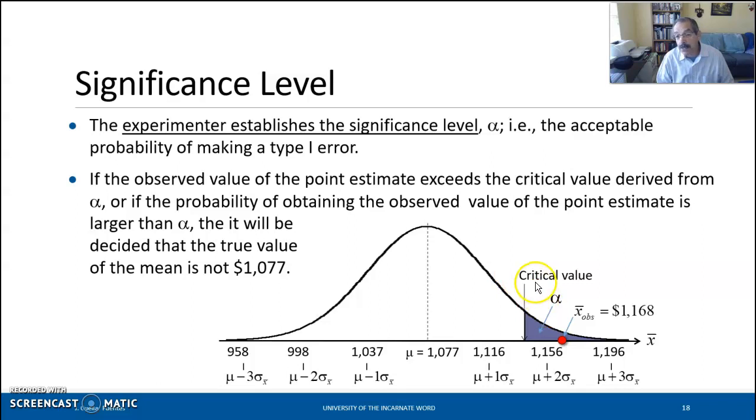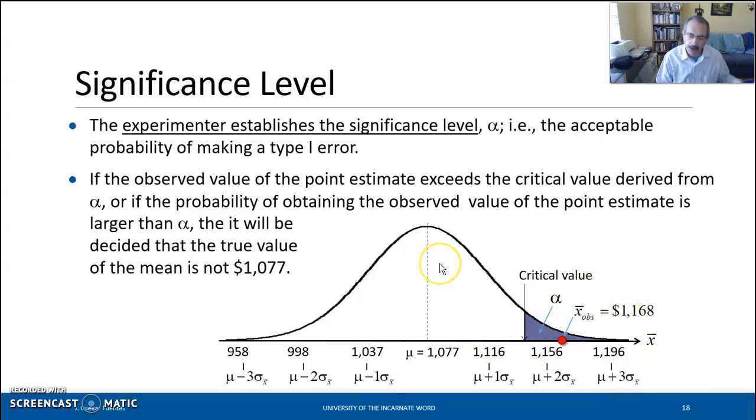So you can compare the critical value with the value of the statistic and say, this value is to the right of the critical value, therefore I decide that this mean of 1077 is not the correct value. Another option is to compare the probability of obtaining this average or a larger value to alpha. If the probability of obtaining this value is less than the probability of making the type 1 error, then we say that this mean is not the correct value. So this is how we use the significance level to make a decision.